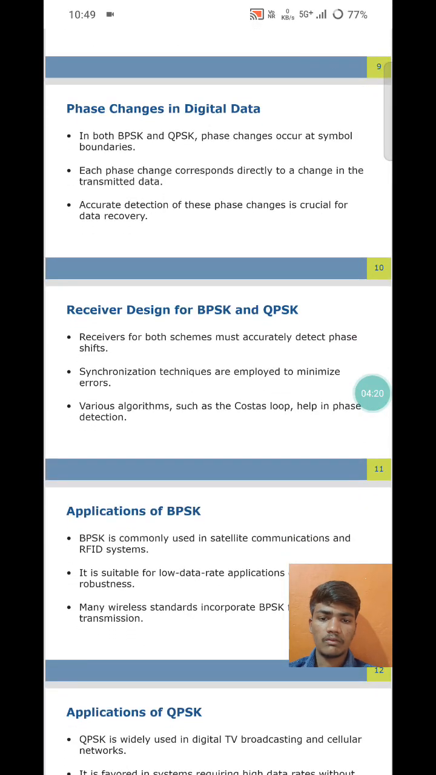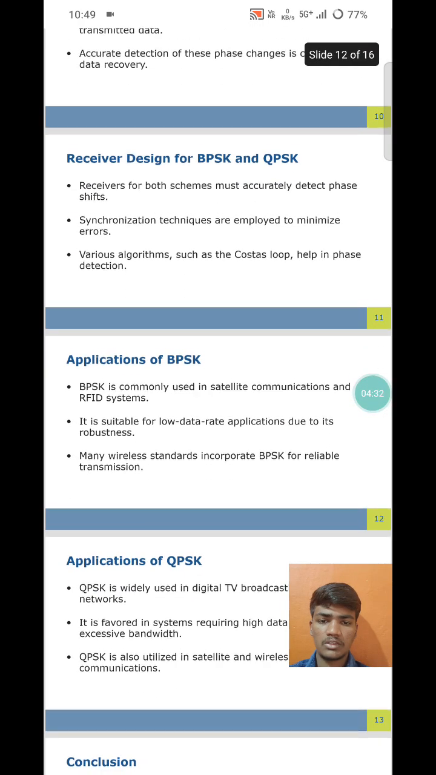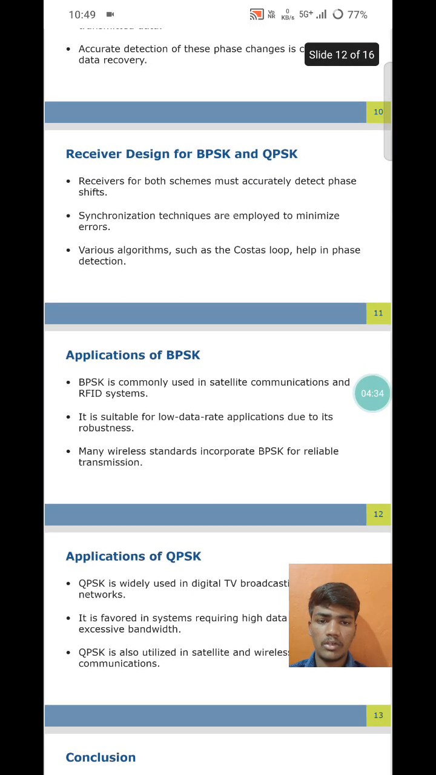Receiver design for BPSK and QPSK. Receivers for both schemes must accurately detect phase shifts. Synchronization techniques are employed to minimize errors. Various algorithms such as the Costas loop help in phase detection.